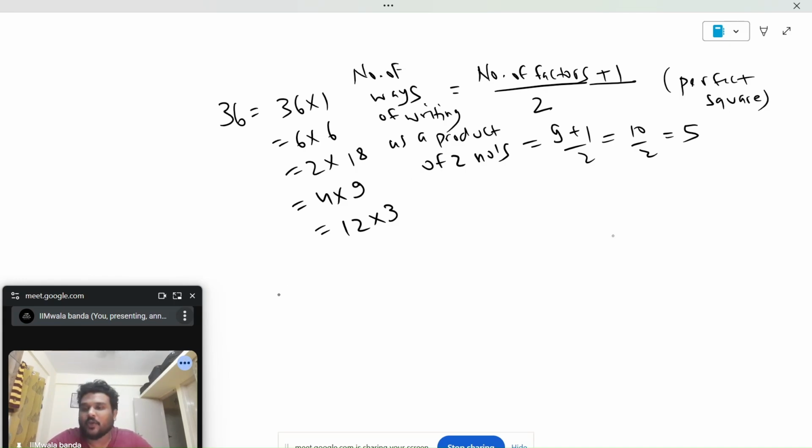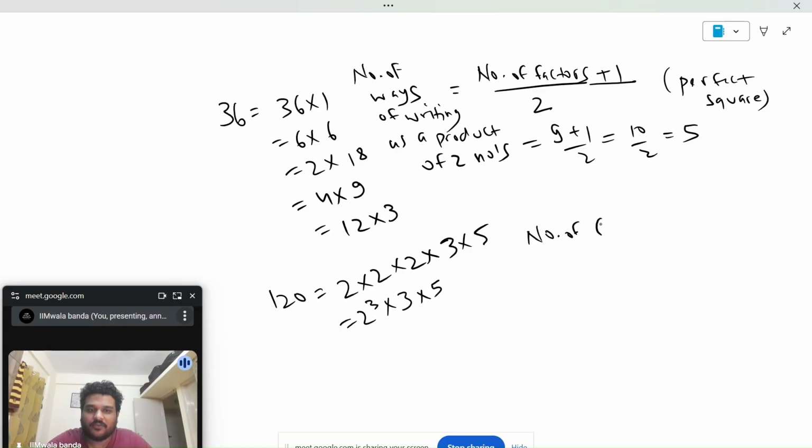In case it is not a perfect square, for example, let's take an example of 120. So 120 can be written as 2 into 60, 2 into 30, 2 into 15, 3 into 5, or 2 cube into 3 to the power 1 into 5 to the power 1. Again, find out the number of factors: 3 plus 1 into 1 plus 1 into 1 plus 1, or 4 into 2 into 2, 4 into 4 is 16. So 16 is the number of factors.